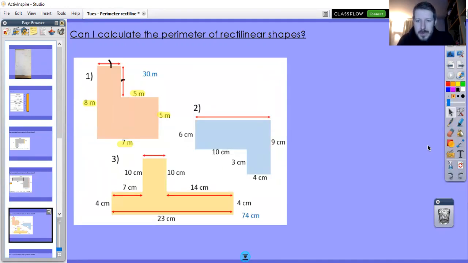So let's have another look. So we'll do one together, and then if you try a couple, and we'll go through them. So looking at number 1 here, we're given these lengths here, but we're missing this one, and we're missing this one here. So if we want to find the length of this side here, what information do we have already? We've got the fact that this side altogether, from here to here, is 8 centimeters. So we're finding this bit here.